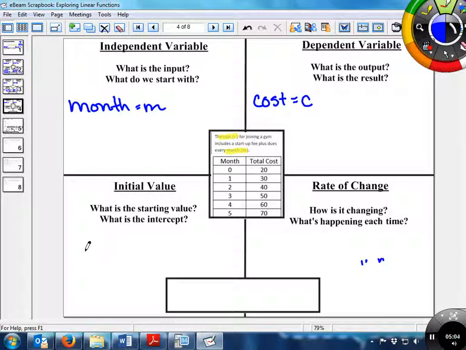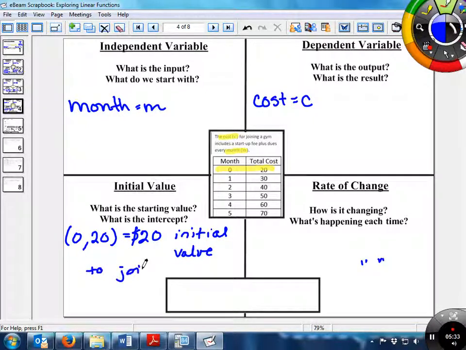The initial value, what is the starting value? Well, looking at your table, at 0 months, I spent $20. So you're looking at that 0 coordinate. 0 months, I spent $20, meaning 20 is my starting value. Just for walking in the door, I have to pay initially $20. And a lot of places have a joining fee like that.